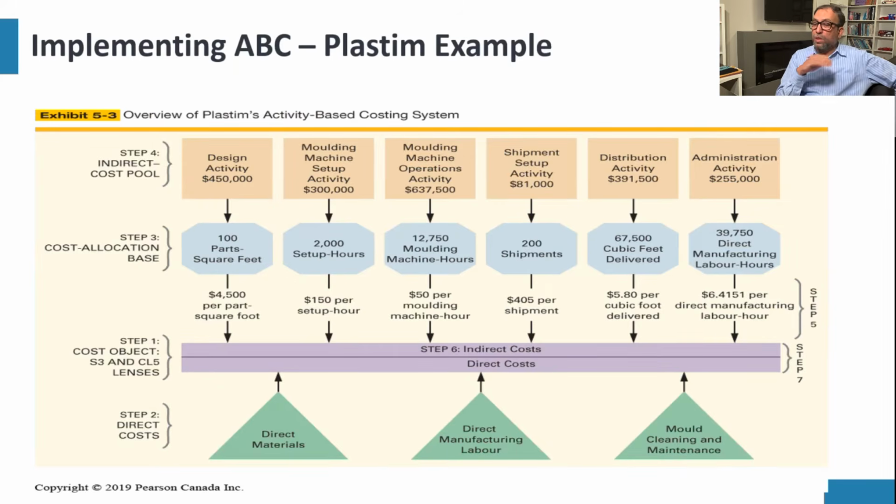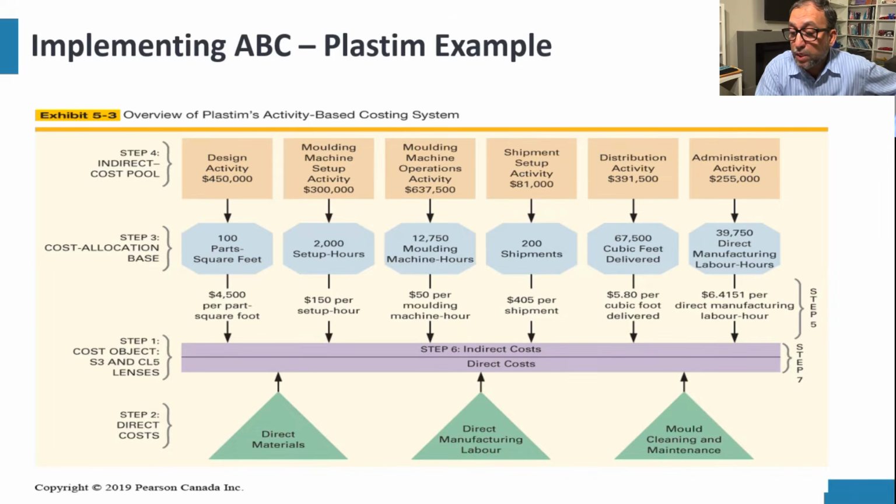Now here is the same example of Plastim, which is producing two types of lenses. One is simple, the other one is complex. That job is not done by someone lacking experience. There is a need for experience to divide this pool of indirect cost into small pools. So here we see that the experts, those who have a lot of experience, divide this into 6 different activities, and that's what we call activity-based costing. So they divide these 6 activities.